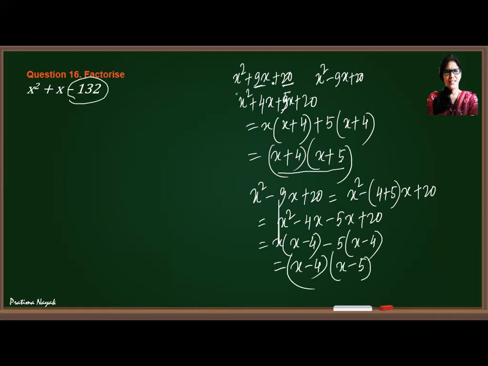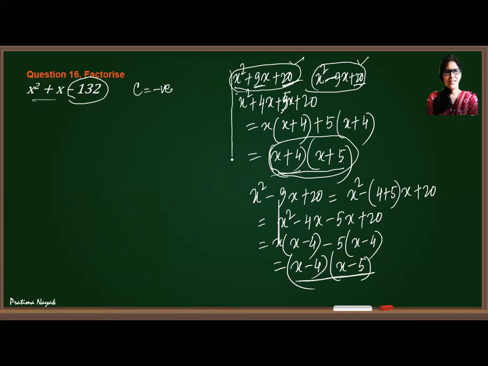Just observe this. When B is positive and C is positive, we are getting all positive. When B is negative but C is positive, here C is positive, here also C is positive, but B is negative, I am getting both negative. That means when C is positive, either both are positive or both are negative. But this question is different. Why? Here C is negative. When C is negative, that means one factor will be positive and one factor will be negative. So there you should take care.